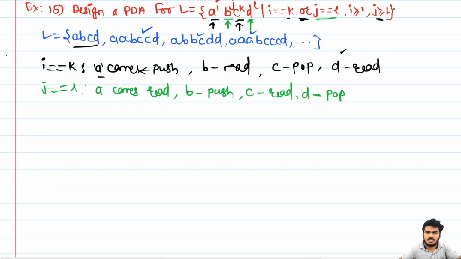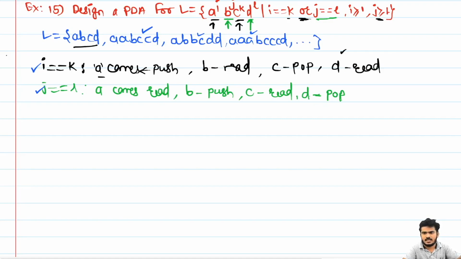Okay, so we are getting two-way solutions. So just try to design a PDA for this one, a PDA for this one, and after that we will combine both PDAs into one PDA, and that PDA becomes a non-deterministic PDA.